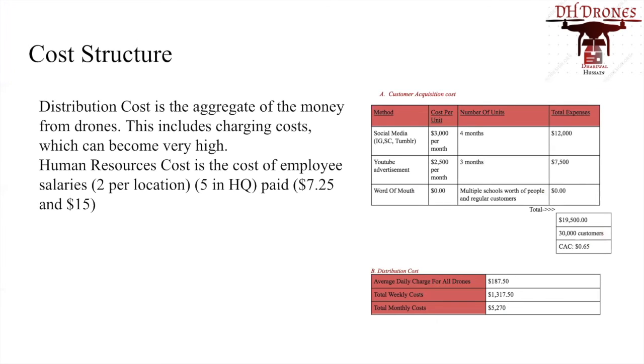Now, the cost structure. The distribution cost is the aggregate of the money for the drones. This includes charging costs, which can be very high. Human resources costs will be about $7.25 to $15 per location. Our method is here. As you can see, our customer acquisition cost is listed per unit, with the number of units, and our total expenses is written as well. You can see our CAC, our average distribution costs, and our total weekly and monthly costs as well.